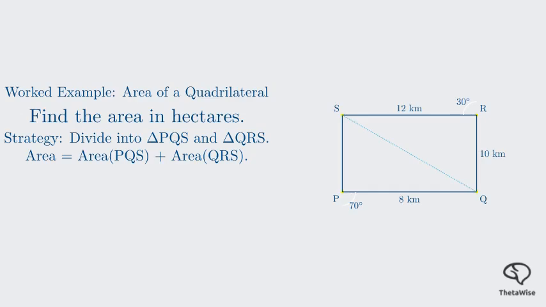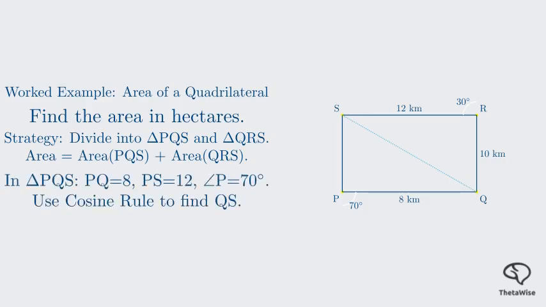This means we first need to find another piece of information, and the most logical side to find is the shared side, the diagonal QS. In triangle PQS, we have two sides, 8 kilometers and 12 kilometers, and the included angle of 70 degrees. This is a SAS case, which means we can use the cosine rule to find the length of QS.